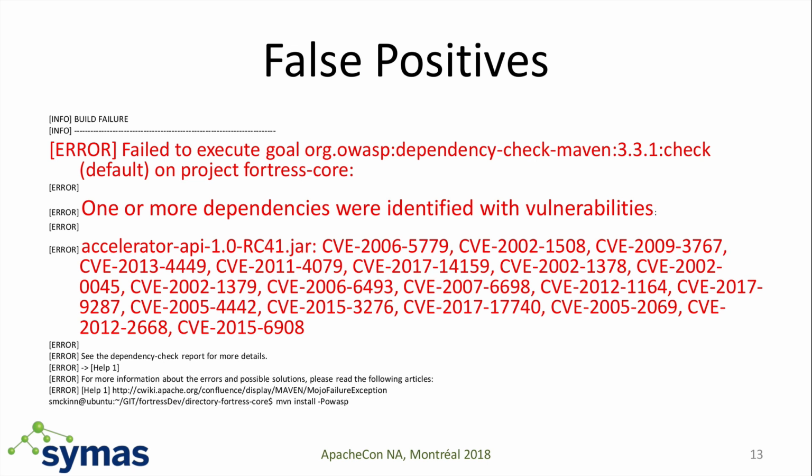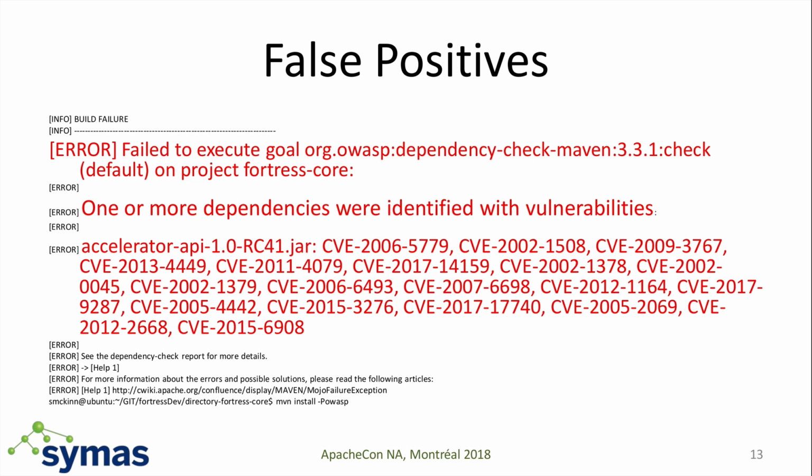I'm like, holy crap. And specifically, it's this accelerator API, which is a little tiny sliver of code that we use from a group name that's org.openldap. And because the group name in that library is org.openldap, the dependency checker flagged all of these OpenLDAP server-side vulnerabilities, things like buffer overflows dating back to 2002. So it's a false positive.